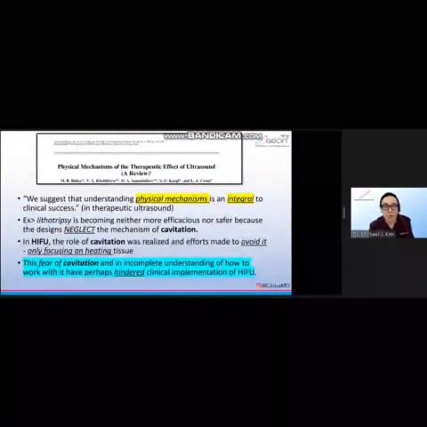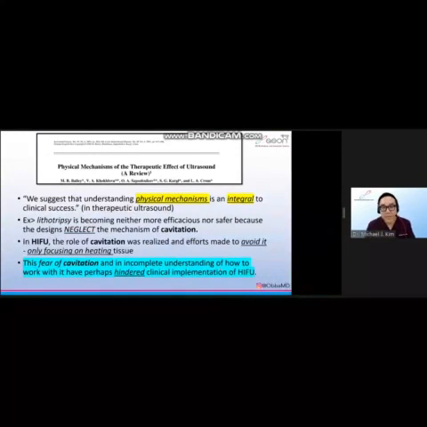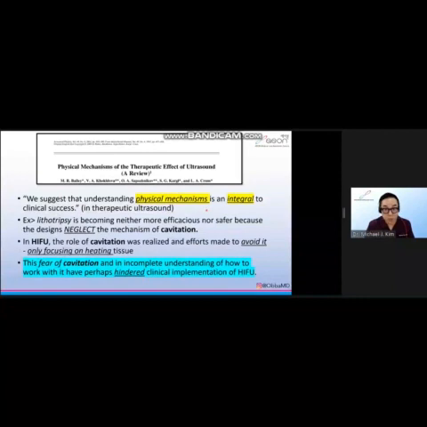This article concluded and emphasized the need to understand physical mechanisms, especially cavitation in HIFU and ultrasound treatments. They gave the example of lithotripsy, stating that the avoidance of cavitation effects on tissue is probably why there's been little change or breakthrough in HIFU treatments. That is until now that we have linear HIFU available.